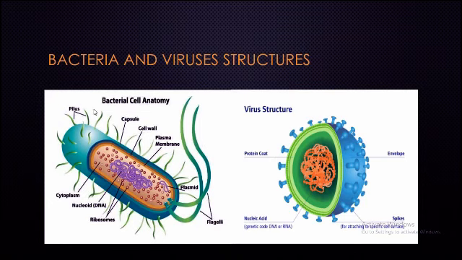While bacteria's cell anatomy has a lot more parts of the structure than the virus. The bacteria has a pilus, a capsule, a cell wall, a plasma membrane, plasmid, ribosomes, nucleoids, which is the DNA, and cytoplasm.